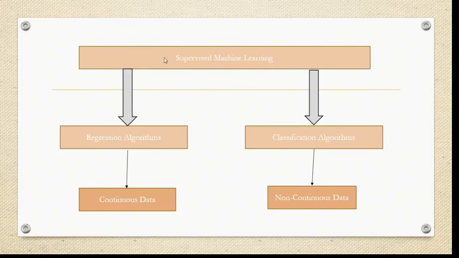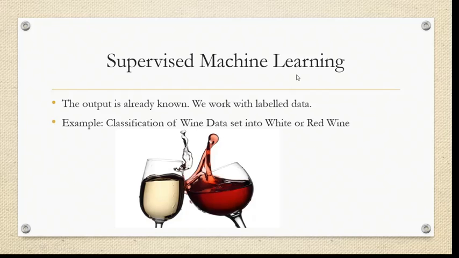So first let's understand supervised machine learning. In supervised machine learning, you train your data with the help of two algorithms, that is regression and classification. The classification algorithm basically deals with non-continuous data and regression deals with continuous data. So let's start with what is supervised machine learning then.